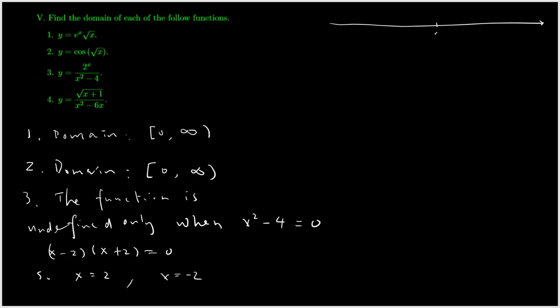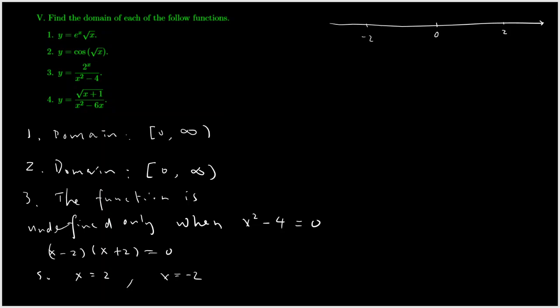On the number line, you have the origin. Actually, you do not need the origin, but I always want people to write the origin. On this side, you have negative 2. On this side, you have positive 2. The function is undefined at these two numbers. Now look at the mouse cursor. The function is undefined at negative 2. The function is undefined at 2.